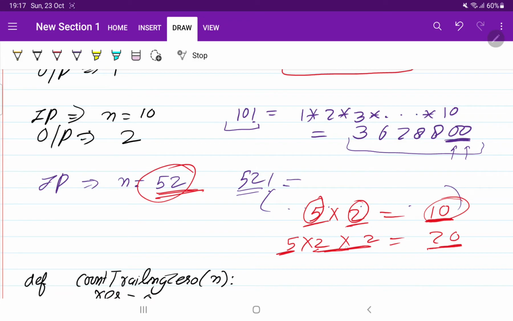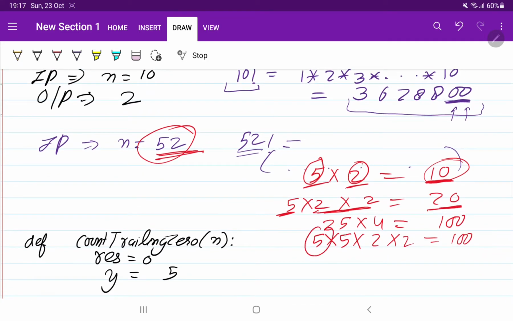Let us take the example of 100. 25 into 4, what is this? 100. So here, 25 is 5 into 5. So how many 5s are there? There are two 5s. So how many zeros are there? There are two zeros.